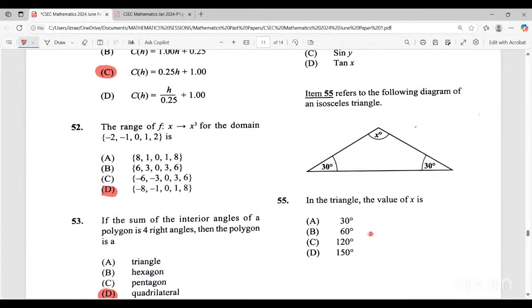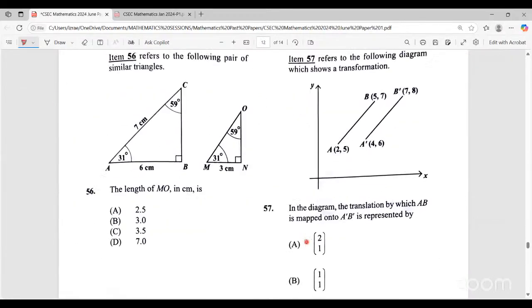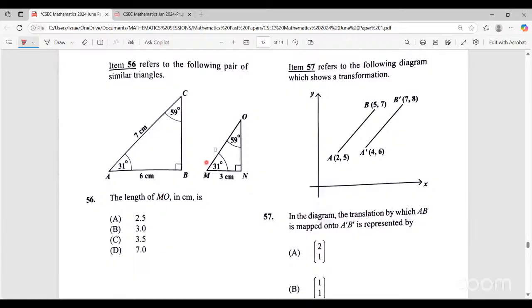55. Value of x, it is isosceles. 30 add 30 is 60. 60 from 180 is 120. I'm not going to type for that. I think people could understand that one, you know. 56, length of MO. 3 is half of 6, so MO will be half of 7, which is what? 3.5, that's C.